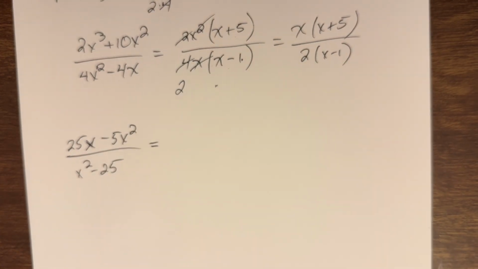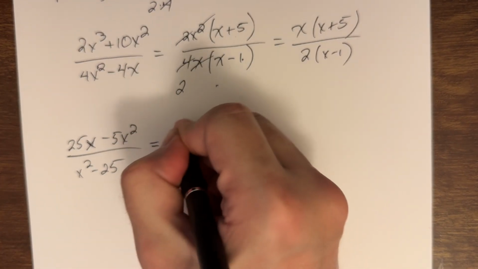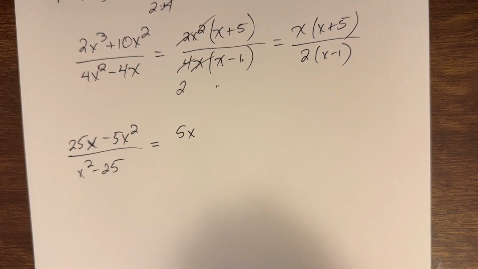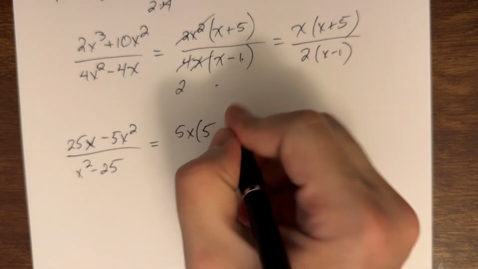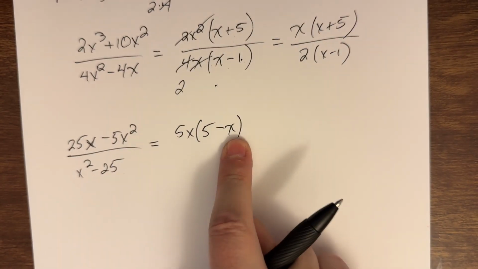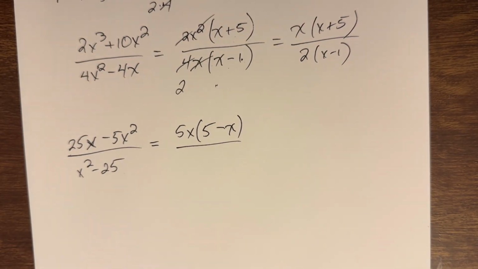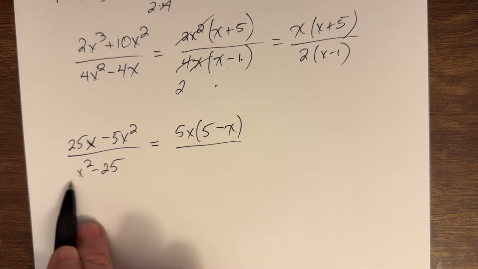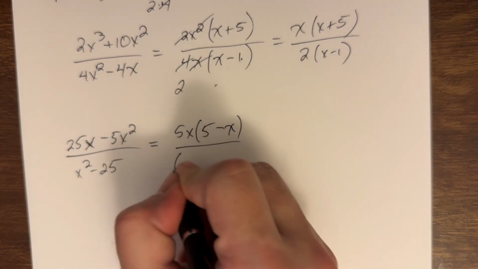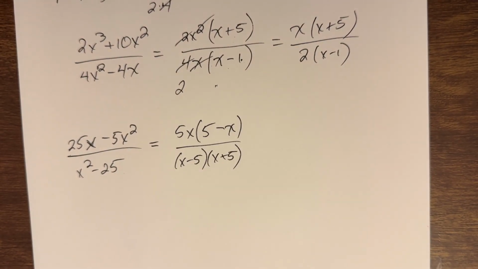So once again, I start looking for the top one. I see a GCF. I see a 5x that comes out. So a 5 would be left here, minus, and an x will be left here. The denominator, the x squared minus 25, I don't see a GCF, but I see an a squared minus b squared, so that'll factor a minus b times a plus b.